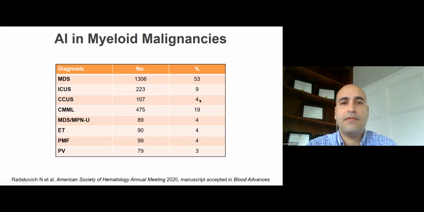Now, what you see again in this patient cohort is that we have MDS patients alongside other myeloid malignancies that can look exactly like MDS and are sometimes really hard to differentiate. In this study, we used only the CBC and a next generation sequencing panel on peripheral blood. So the question was, if I use the CBC with differential and the next generation sequencing panel, can I distinguish MDS, for example, from ICUS, CCUS, and other myeloid malignancies?